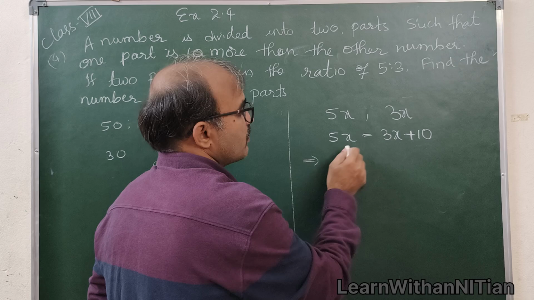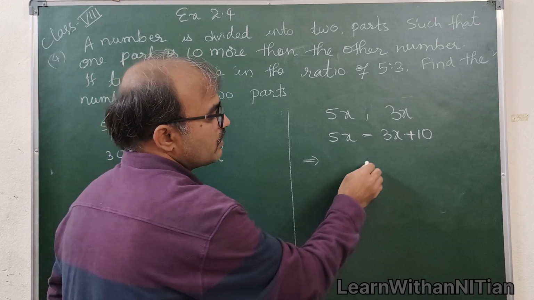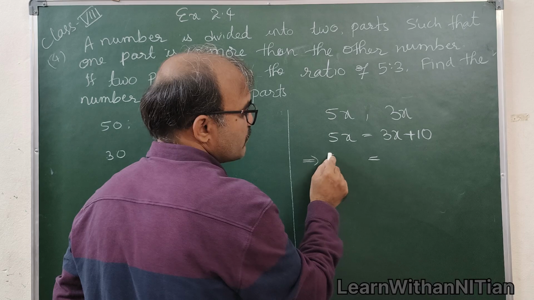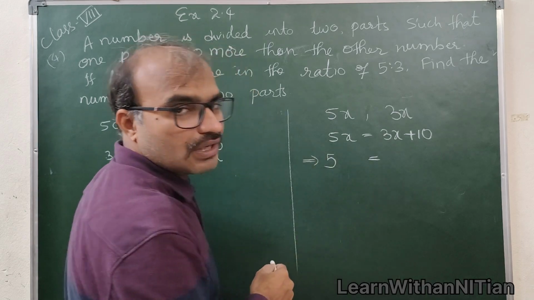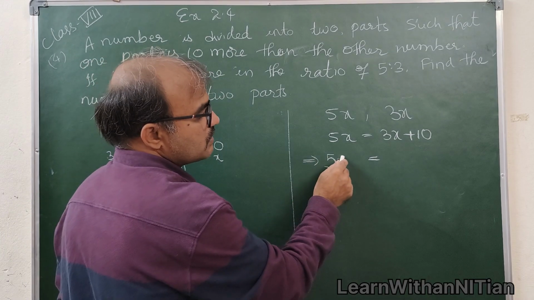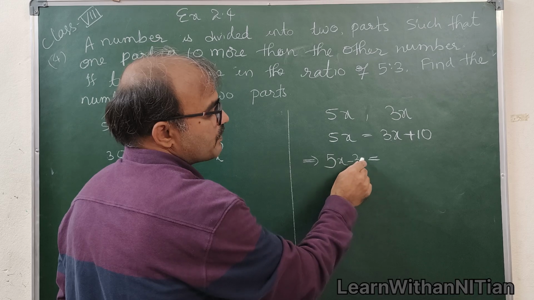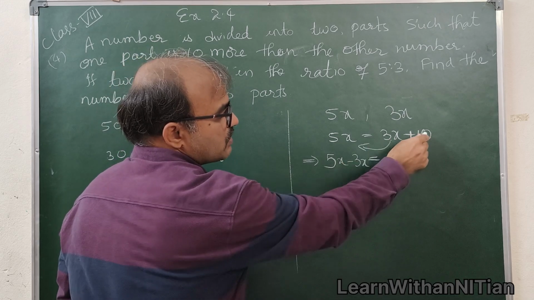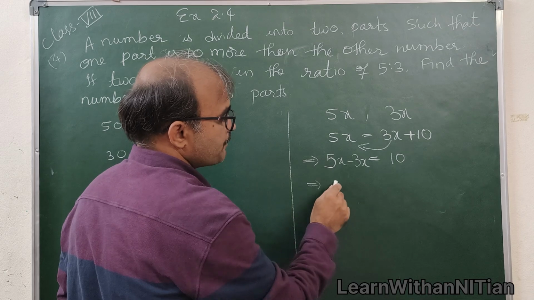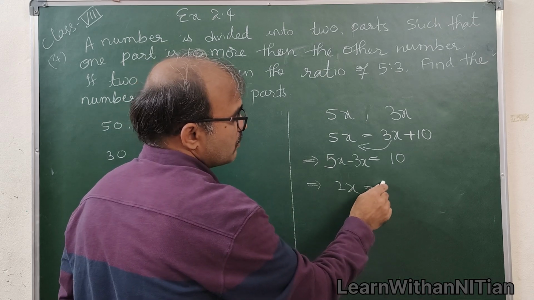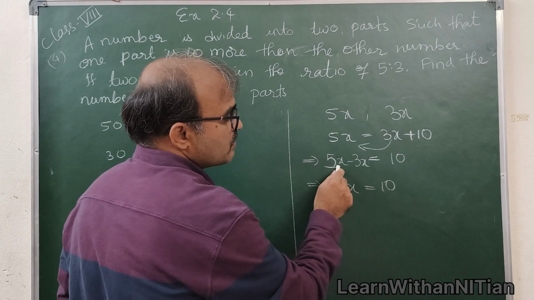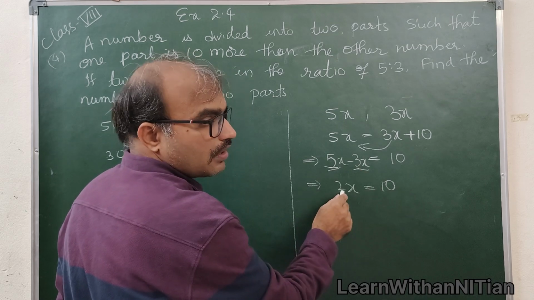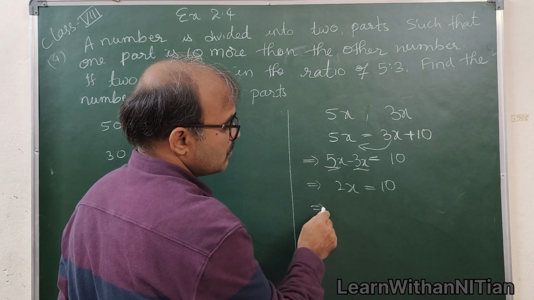So now you have to simplify. Variables on one side, constants on the other side. So this 5x variable term is on the left side itself, so write as it is. 3x we are bringing to the left side, minus 3x. The constant term only one is available, write as it is. 2x is equal to 10. 5x is available, 3x is available. So from 5x remove 3x, you will remain with 2x.